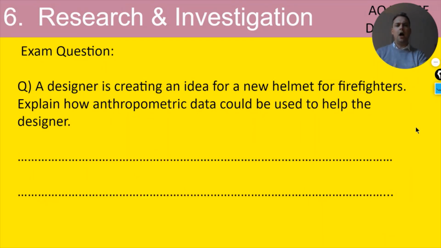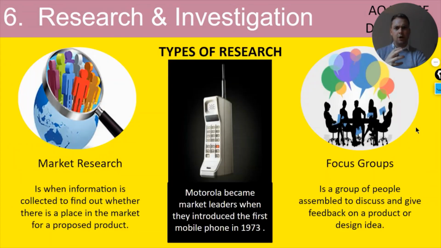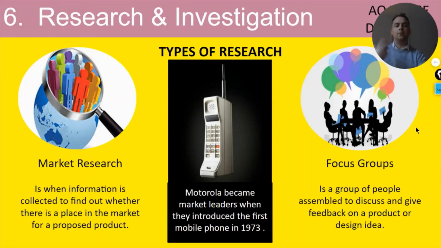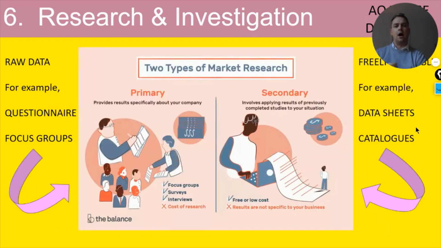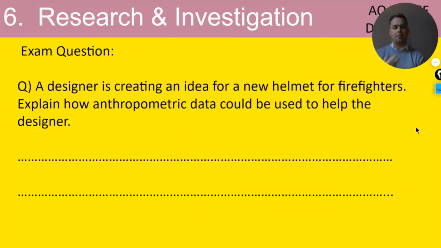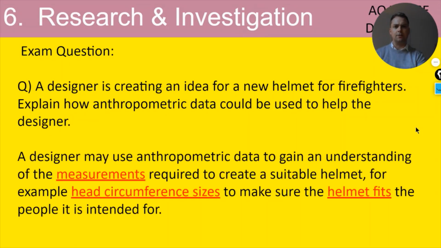So I hope that that has been a real whistle-stop tour in research and investigation. And we've covered the different types of research with focus groups and market research. We then had a look at our primary and secondary data and examples of both and the difference between them both. We had a look at anthropometric data and ergonomics and the difference between them too, and how you would go ahead and apply that to an exam question.